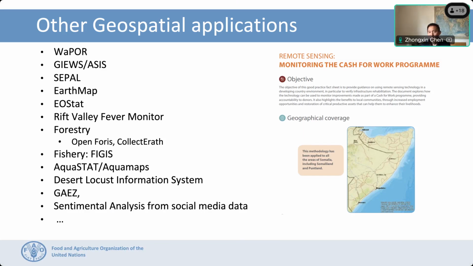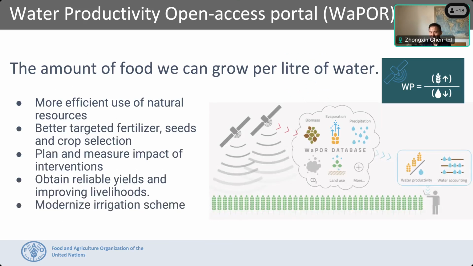A very interesting part is that we also integrate social media data with geospatial technology to do sentiment analysis for food security and food waste. I will not go through the slides that follow, so you can have a look. If you have any questions, you can email me.